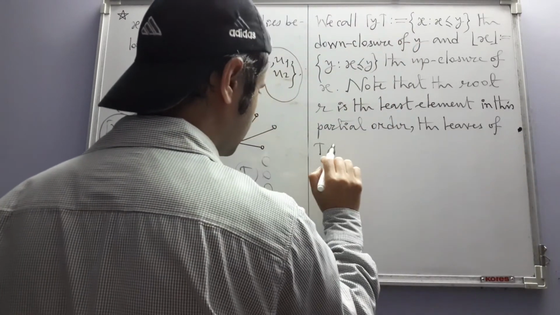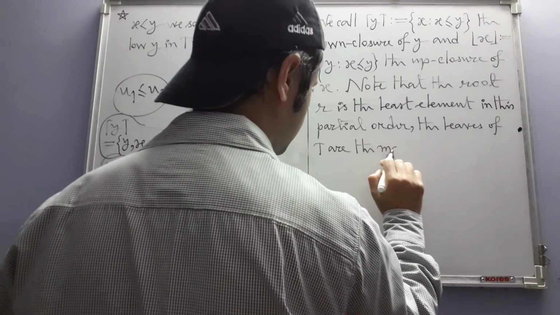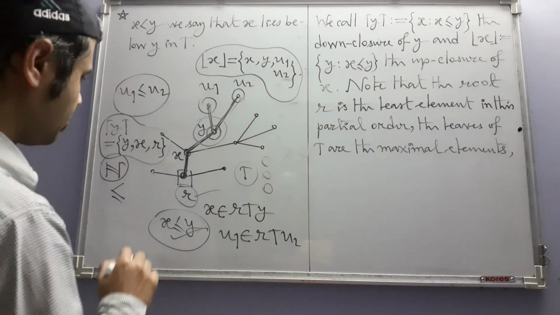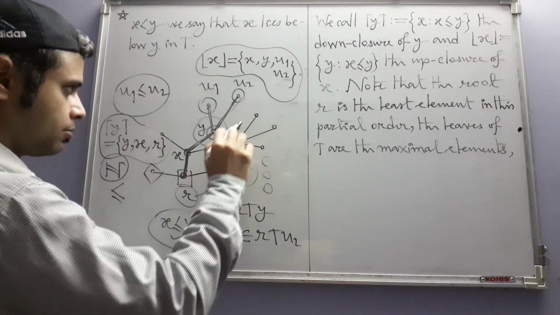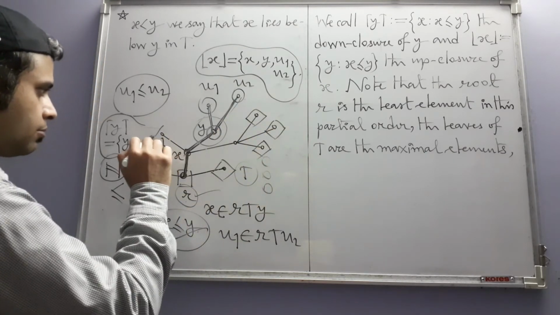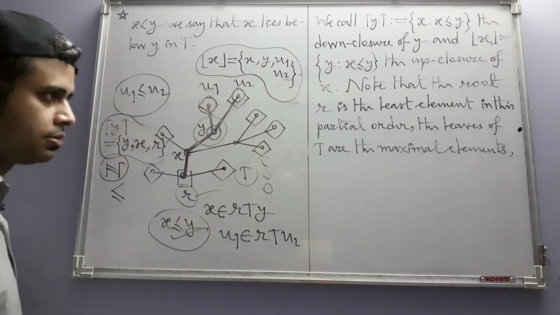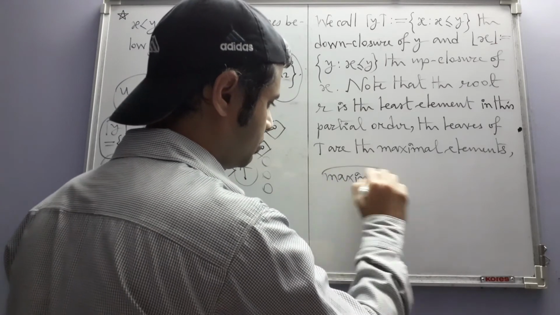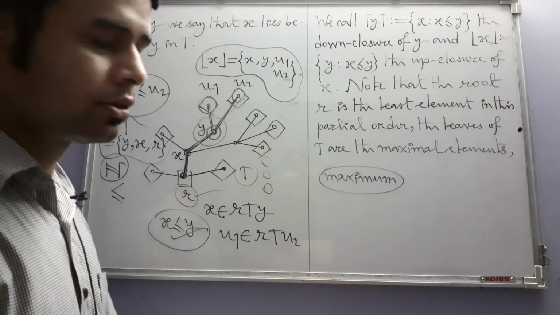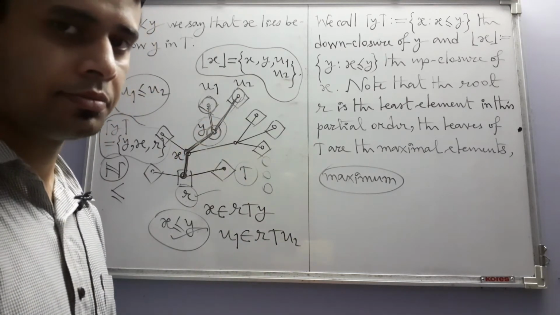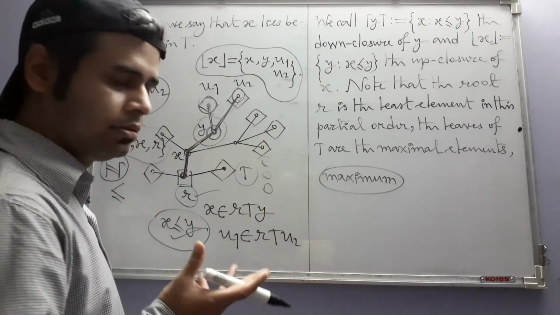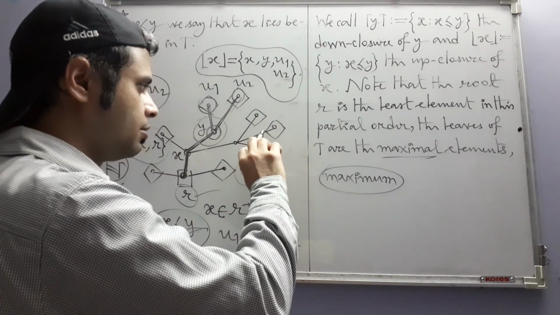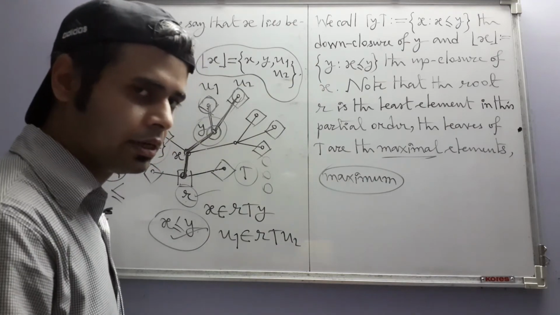The leaves of T are the maximal elements. You already know that there is a distinction between maximum and maximal. Maximum means absolute, it is greater than or equal to everything else. Here, however, in a partially ordered set, we use the adjective maximal. Maximal means an element such that there is no greater element.